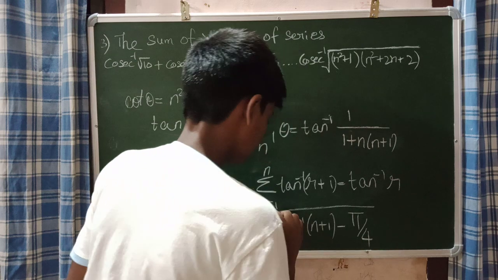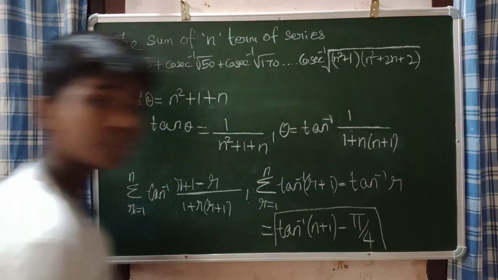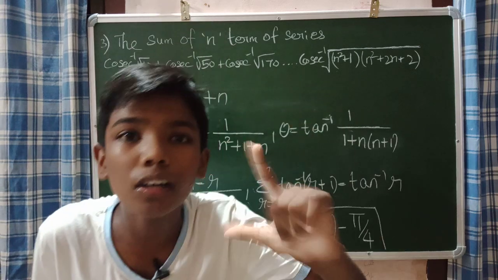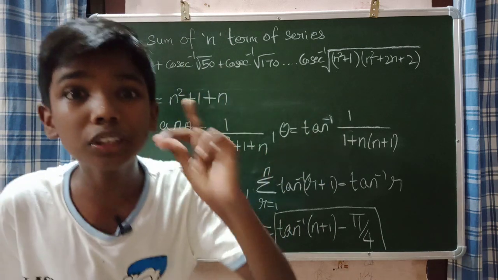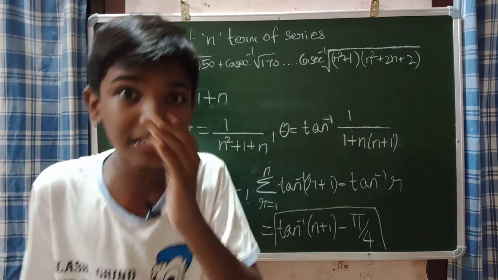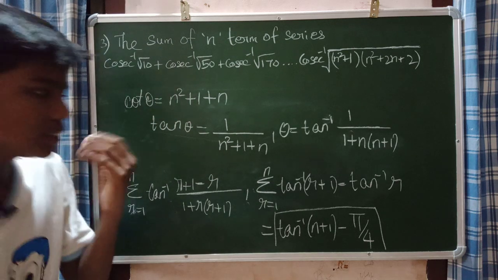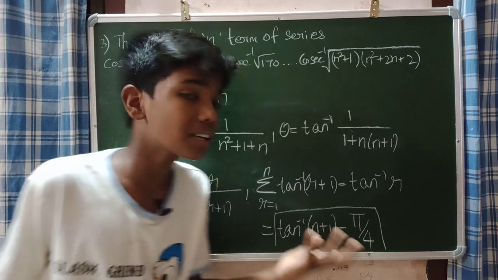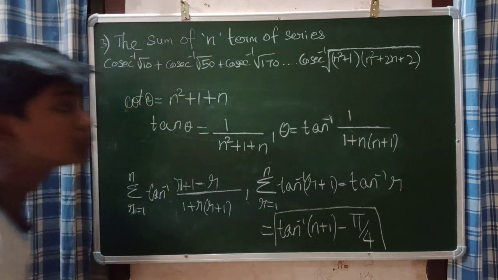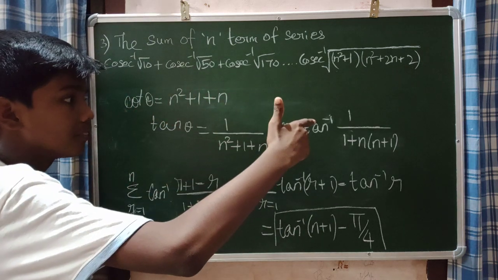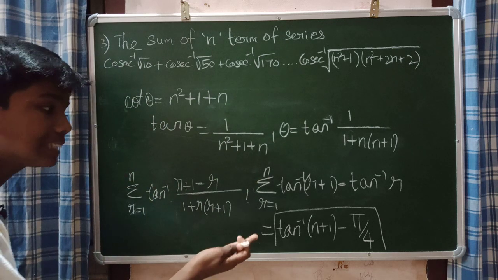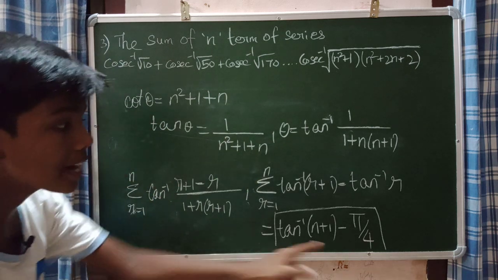So is it beautiful, guys? This is an absolutely good question. Do you see this question, guys? How is this question? This is really great. In the question, you can see that various concepts are applied. So I'm applying various concepts in this question. So the answer I got is tan inverse of n plus 1 minus pi by 4.